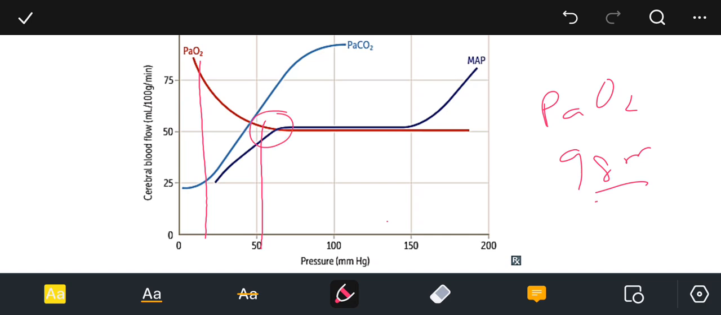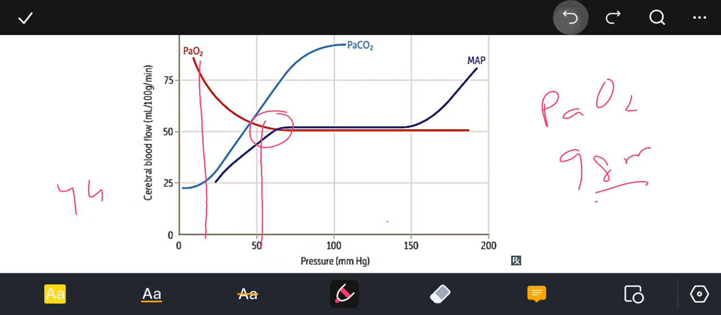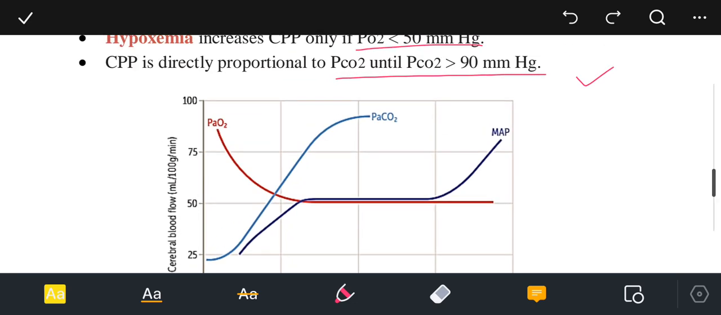But for the PCO2, normal concentration is near 44. Here you can see that near 44 the cerebral perfusion has already started increasing, and as we increase the PaCO2 up till 90 mm of mercury, it increases consistently, persistently, until it reaches 90, after which the curve flattens out. So this is the concept of mean arterial pressure and cerebral perfusion pressure.